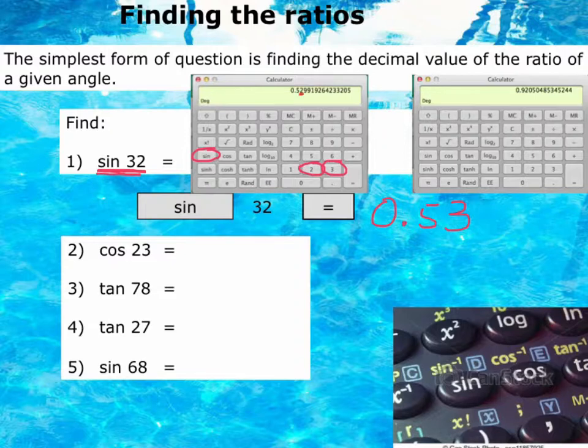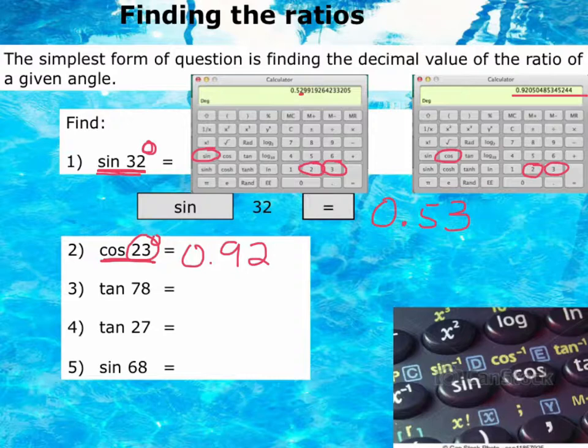Now let's look at number 2, cosine of 23. I first typed in 2, then 3 on the calculator, and then I pushed cosine, and it gave me this decimal. Remember, 23 is the angle, just like 32 was an angle measurement. Cosine of 23 is going to give me 0.92.